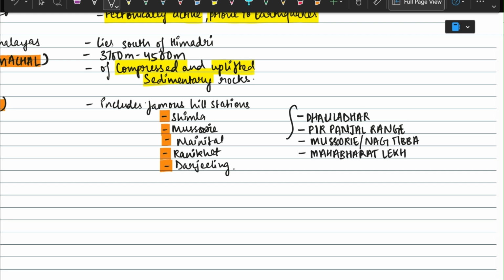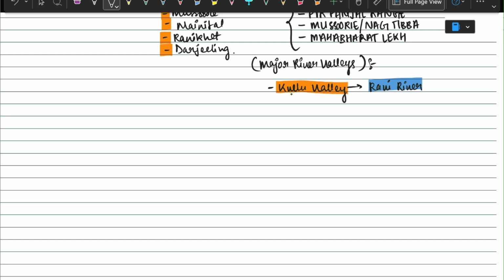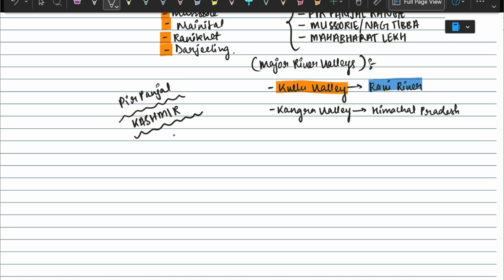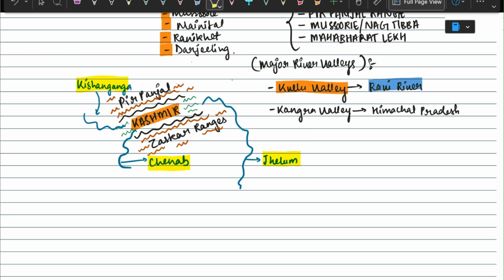And after the important mountain ranges, this also includes major river valleys: the Kullu Valley, which is drained by the Ravi River, and the Kangra Valley in Himachal Pradesh, and also the Kashmir Valley, which is lying between the Pir Panjal and the Zaskar ranges. And the Kashmir Valley is fed by rivers like the Jhelum, Chenab, and the Kishanganga. These valleys not only support agriculture and tourism, but are also culturally and strategically vital.